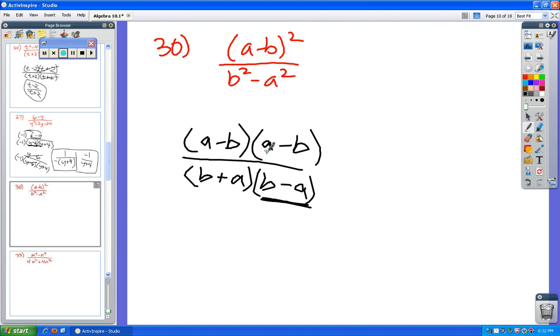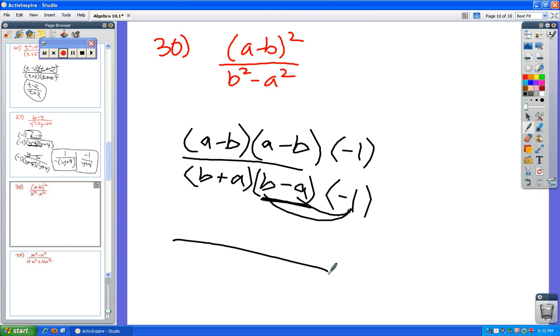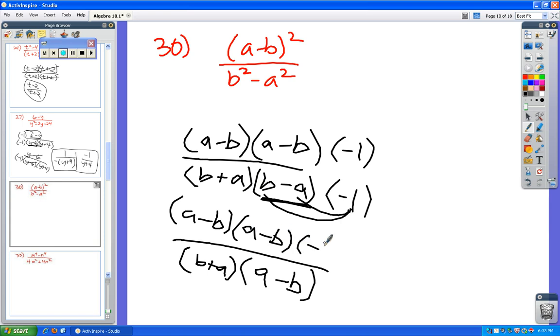So, here's what we're going to do then. We're going to multiply top and bottom by negative 1. Whatever you do to the bottom, you got to do to the top. So we're going to multiply top and bottom by negative 1. If I distribute this negative 1, we'll still have b plus a in the first parentheses. This will change it. Negative 1 times b is negative b. Negative 1 times negative a is a positive a. You still have the top is the same. All I did was distribute the negative 1 to both these terms. The top didn't change. Notice the a minus b's are the same. I can cancel one of them.